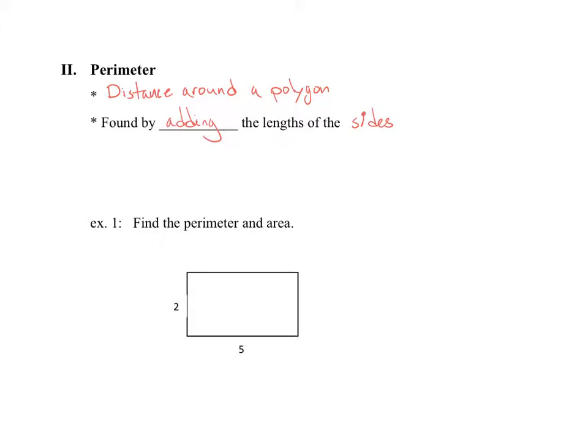We do have a formula for rectangles for perimeter. Okay. P for perimeter is 2b plus 2h. Where b is base, and h is height. Okay.